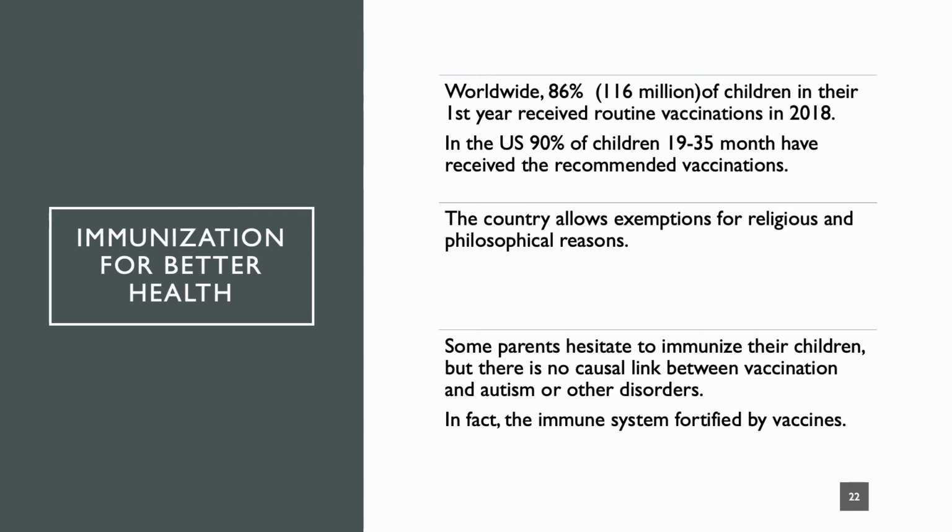One of the things we can do to protect babies and their health is immunizations. Immunizations provide for a better life. Worldwide, 86%, or 116 million children, are immunized in their first year. In the U.S., 90% of children 19 to 35 months have received recommended vaccinations. This has significantly decreased in the last couple of years during COVID, and that number is much lower now.